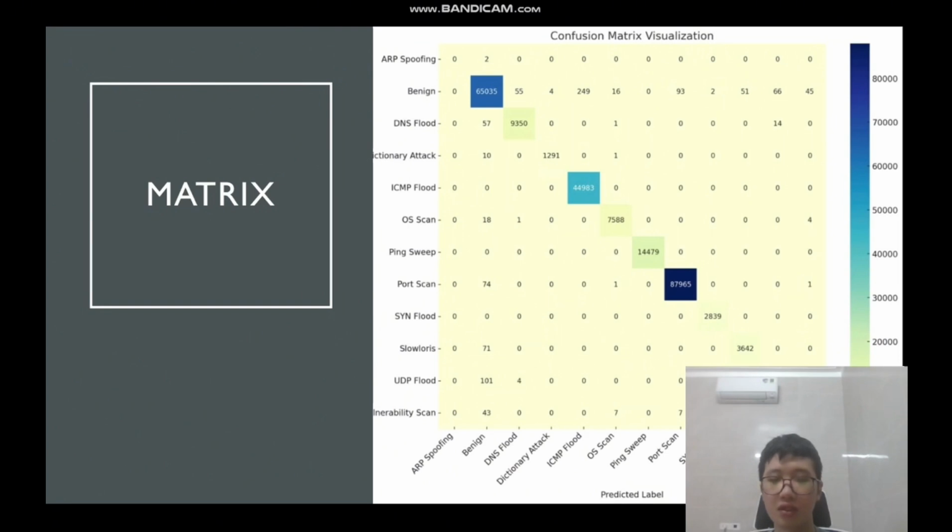This matrix gives us a clear picture of how well the model performs. Understanding this pattern is essential for cybersecurity. A false negative, where an attack is missed, would leave a system vulnerable, while a false positive might trigger unnecessary alarms. So the confusion matrix plays a vital role in evaluating our system's real-world reliability.